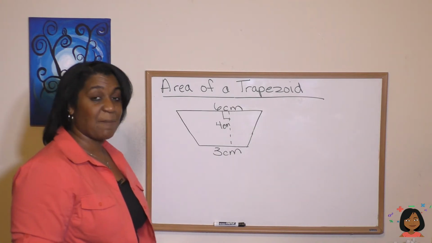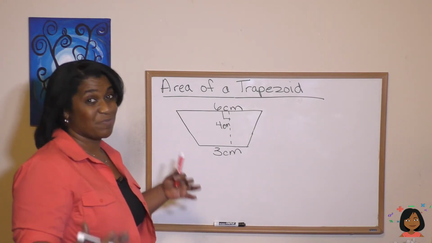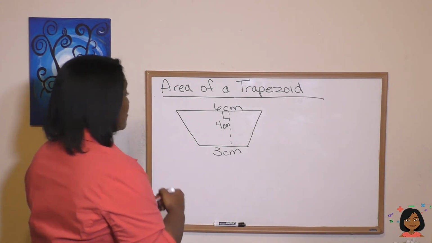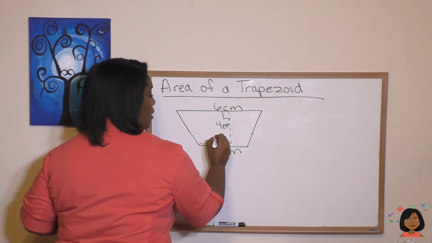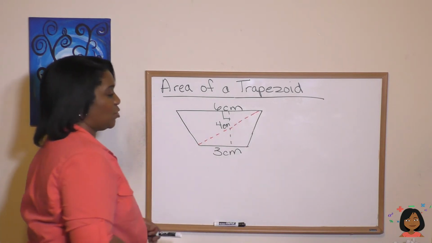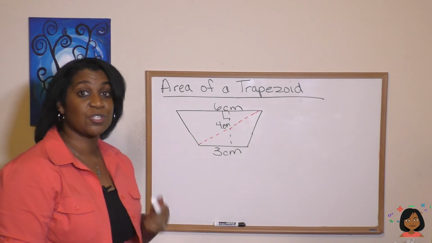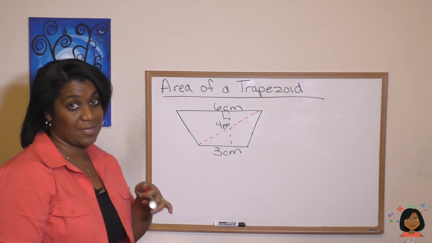Take a look at this trapezoid. What are we going to do? The same thing. We're going to divide this into 2 triangles. And it doesn't matter, by the way, which diagonal you choose. You can do it this way or you can do it this way. It'll still give you 2 triangles with 2 different bases.